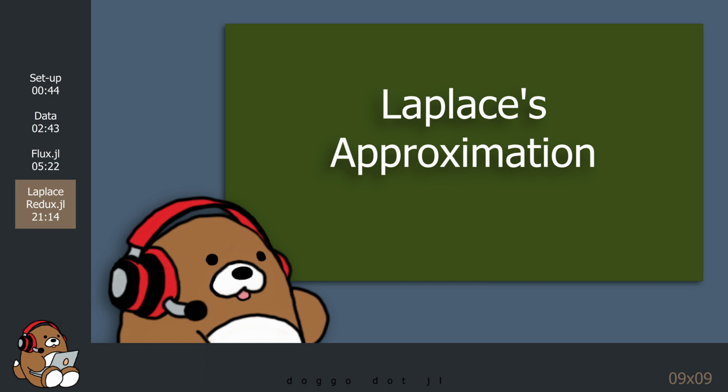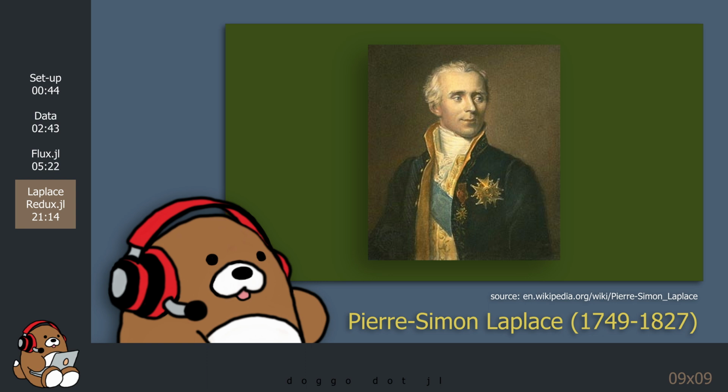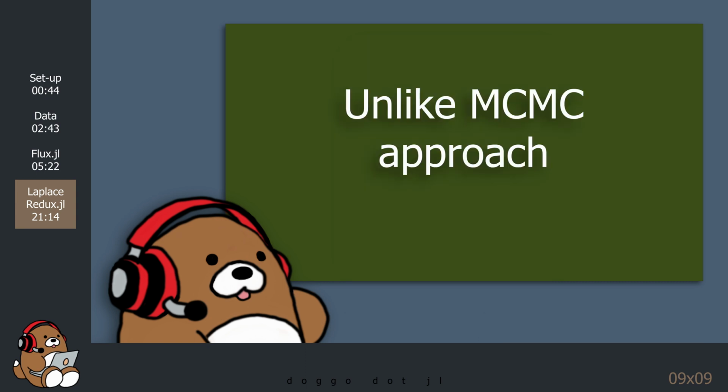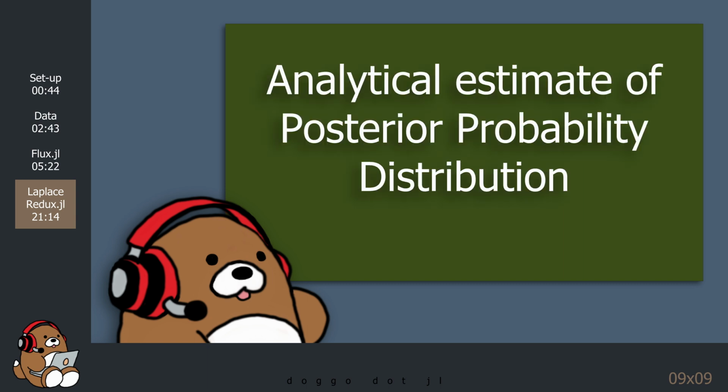Laplace's approximation, or the Laplace approximation, is an analytical way of estimating the posterior probability distribution. It's named after the French polymath Pierre-Simon Laplace, who invented Bayesian statistics. Unlike the Markov chain Monte Carlo approach, with the Laplace approximation, there is no need to set up a Bayesian model by defining the priors and the likelihood, and then drawing random samples from that model. Rather than using inference, Laplace's approximation jumps straight into estimating the posterior probability distribution.